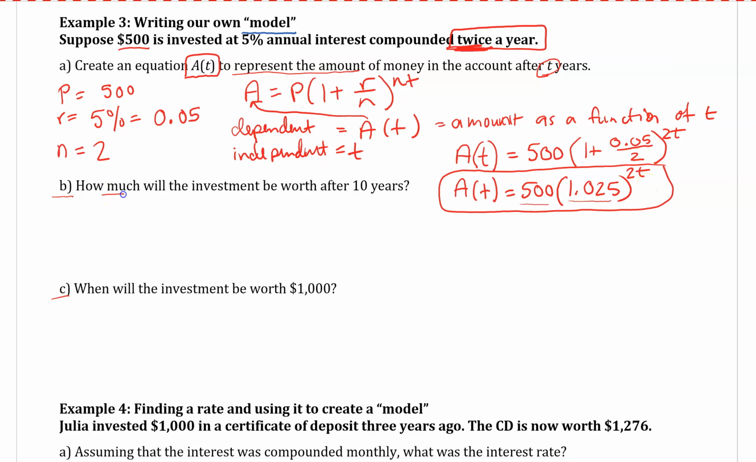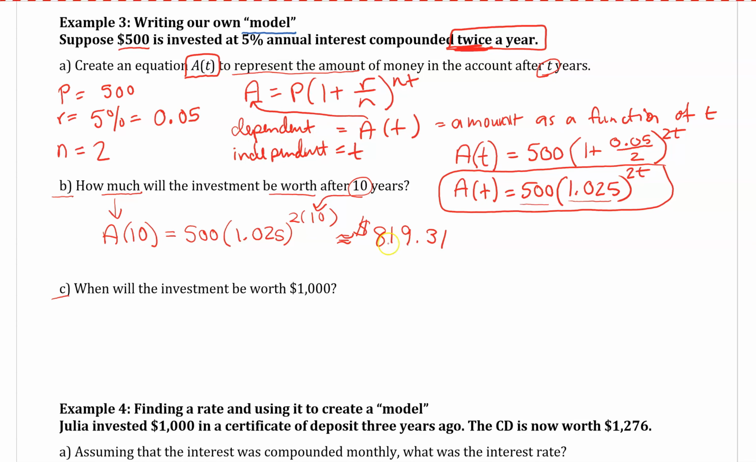So then, how much will the investment be worth after 10 years? This wants me to find the amount at time 10. What is the amount after 10 years have passed? Well, all I have to do with that is take my model and plug in 10 for t, right? The amount at t years is equal to all this to the power of 2t, so the amount at 10 years is equal to all that to the power of 2 times 10. And so it ends up being approximately $819.31.